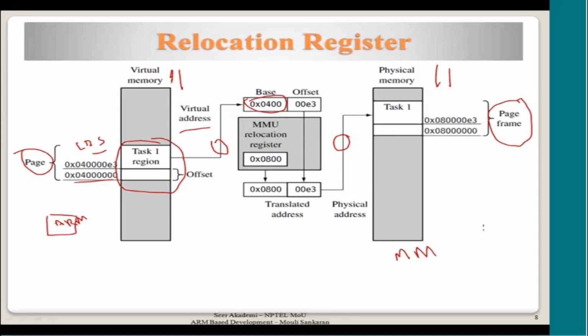It is basically a page table entry. So this relocation register, what is this? Whenever it sees 400, it replaces it with some, say, assume 800. Now effectively what happens? This is going to this address.